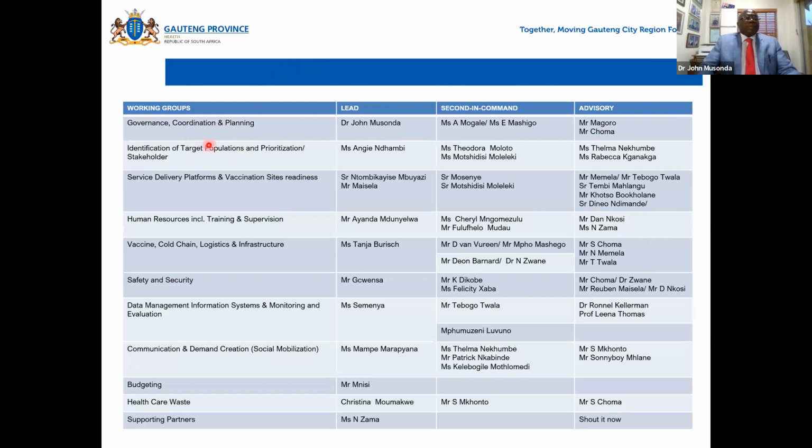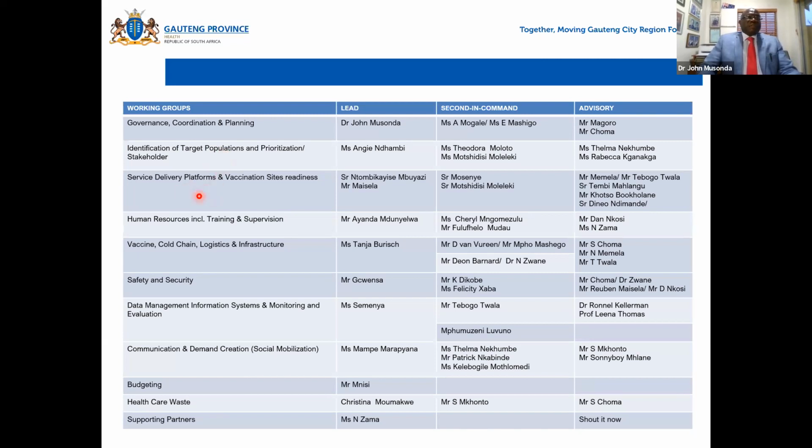So we've set up the working groups in the district, looking at different aspects of the vaccine: coordination, government coordination and governance coordination and planning, identification of target populations and prioritization of stakeholders and stakeholder analysis. This is a very big thing because it involves the private sector, the private pharmacies, social affairs, education, prisons. It's huge, and it's led through the district and the City of Ekurhuleni municipality.